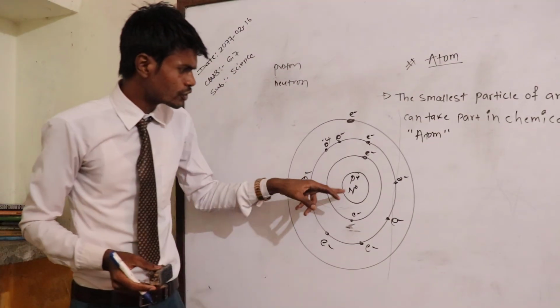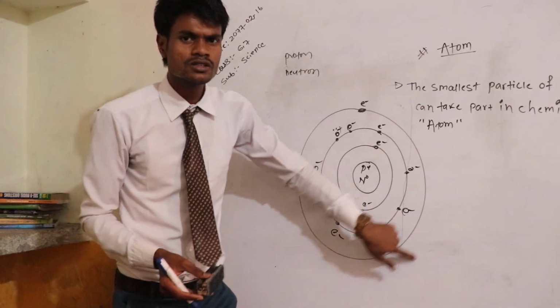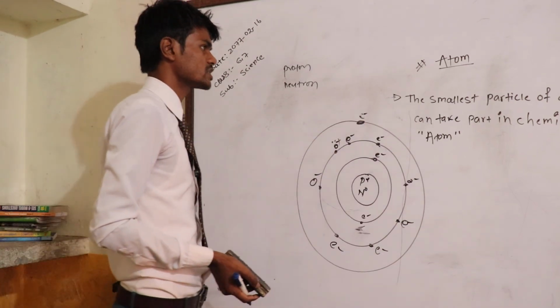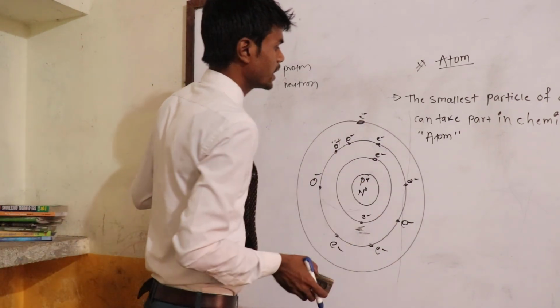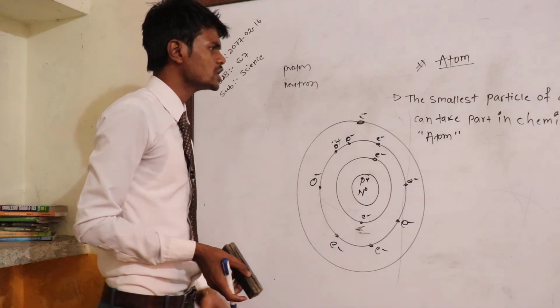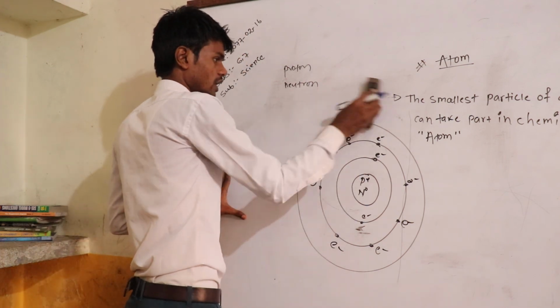Protons and neutrons are situated in the center of the atom, but electrons revolve around the nucleus. I hope all of you understand what an atom is, what the subparticles are, the proton, neutron and electron, and where each is situated. Understand?